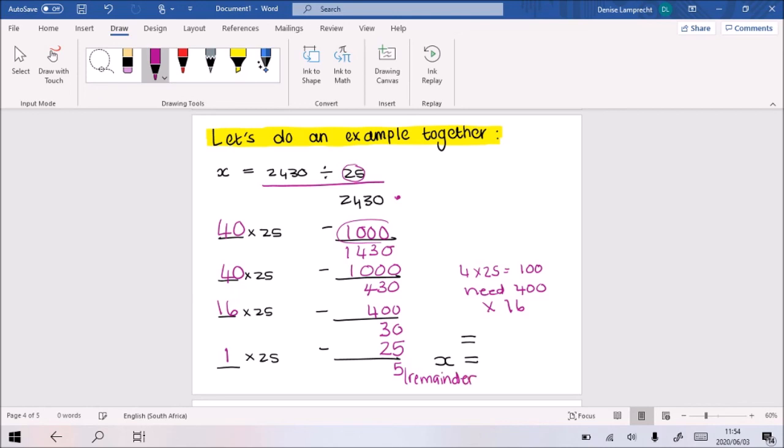My answer, I must first add up everything I multiplied with. So I add up 40, the first 40, the second 40, plus 16 plus 1. That will give me 97. Do not forget about your remainder, the remainder of 5.